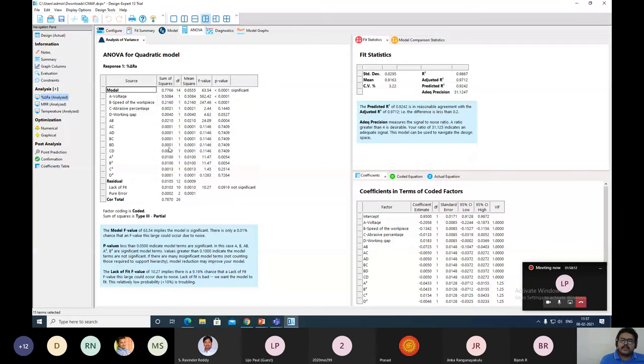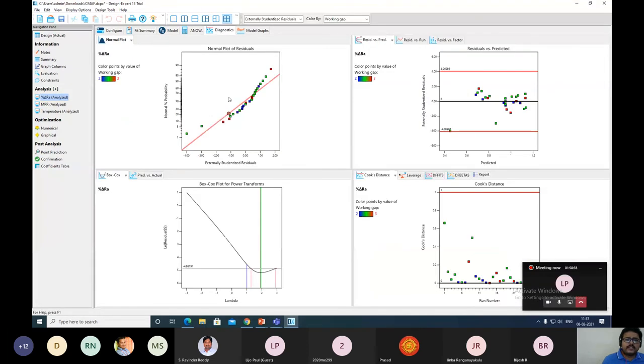For every point, there is an equation and there is a terminology. So you can go into detail about all these things in a book. So R square value, adjusted R square value, predicted value, all those things in the ANOVA session, I think you will get to know. So you'll go to diagnostics. So you will see here the normal plot versus residual plot.